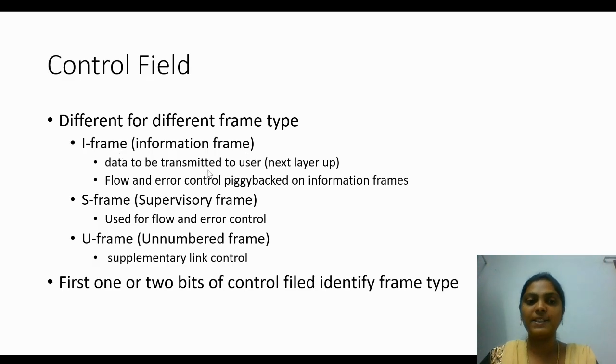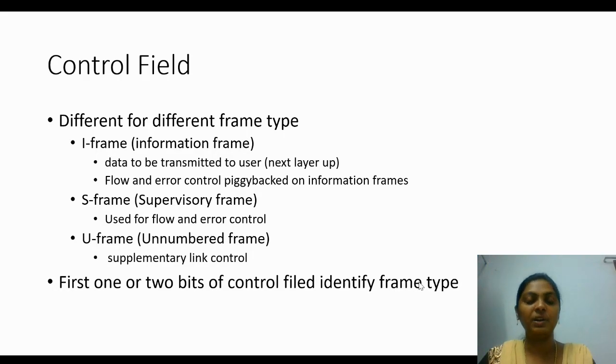The I frame carries the data to be transmitted to the user, and some piggybacking information. The next is the S frame, the supervisory frame. This is used particularly for monitoring purposes, so it contains flow and error control features. The third one is the unnumbered frame, which contains some additional link control options. All of these frames will be explained clearly in the next slides. For identification of the frame type, the first two bits are enough.